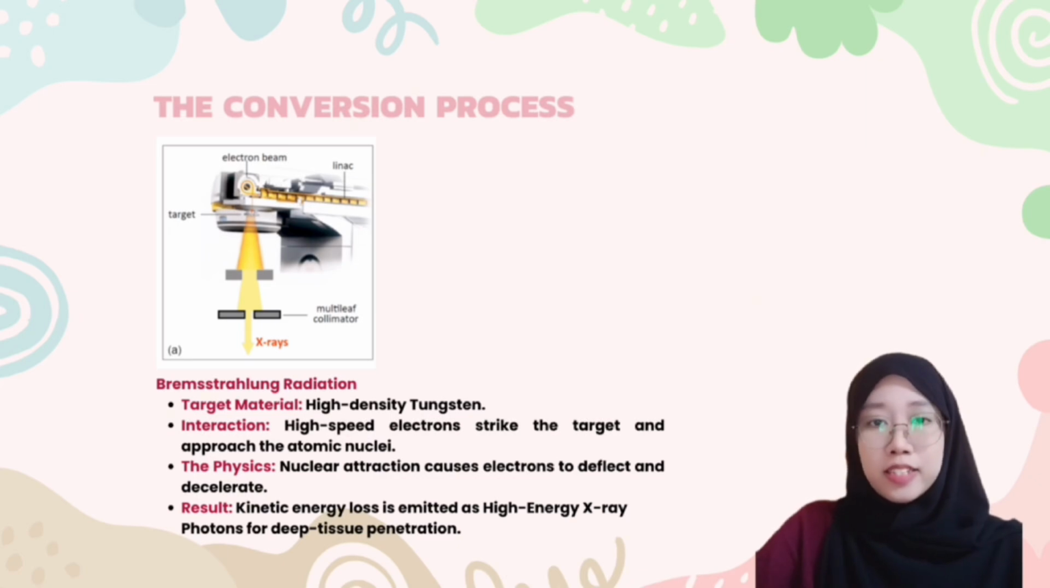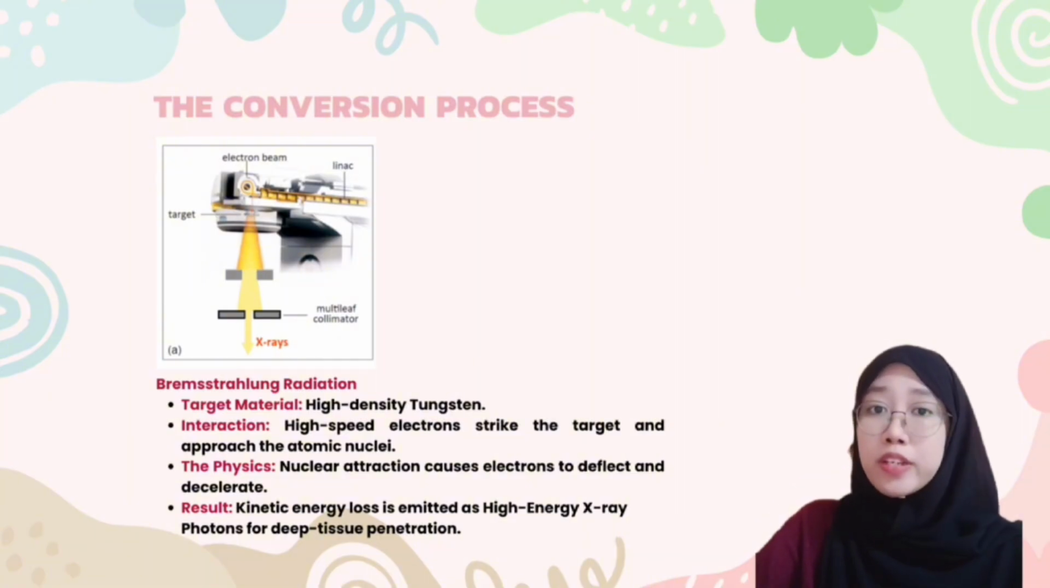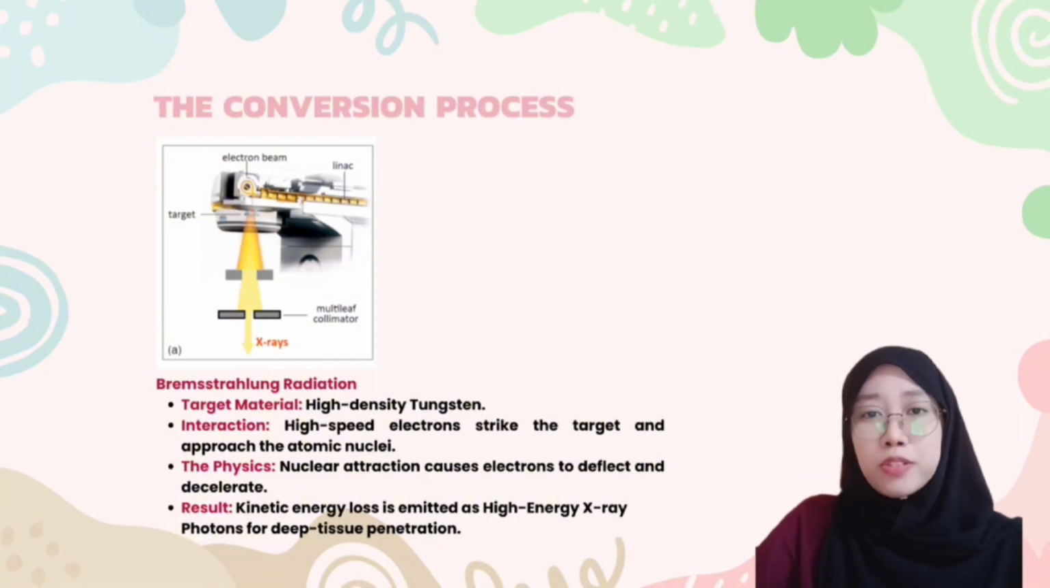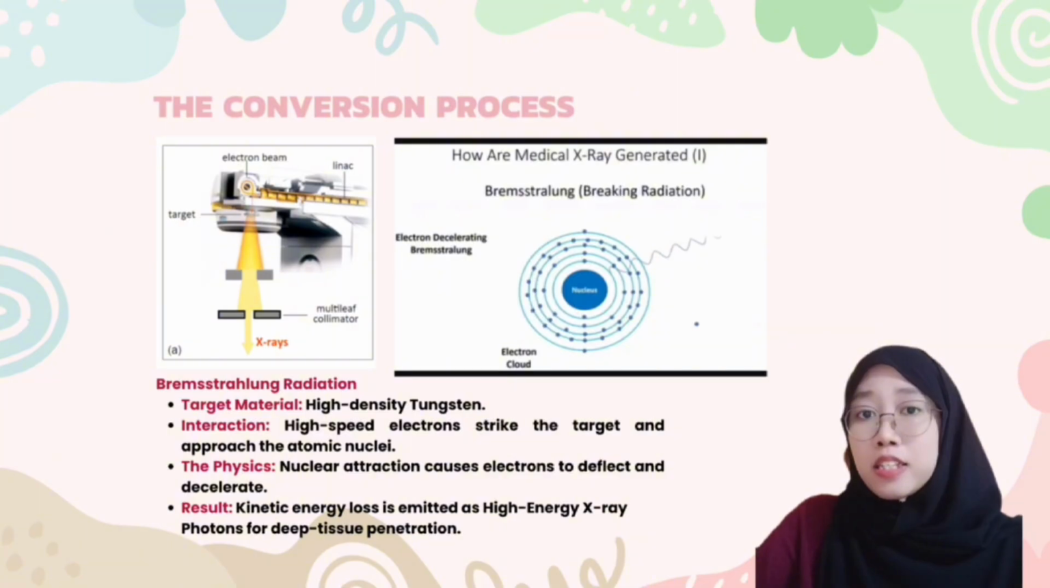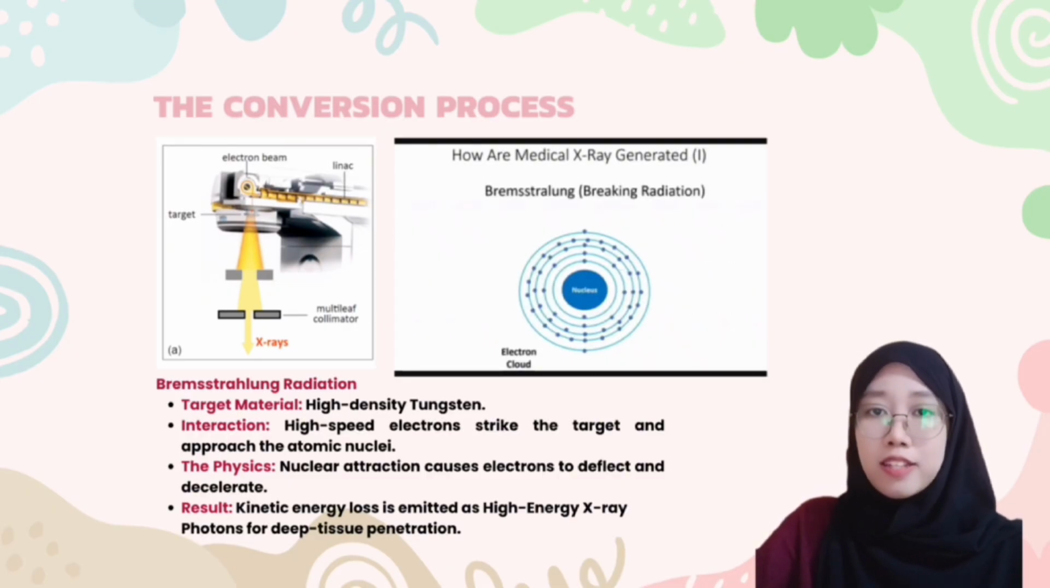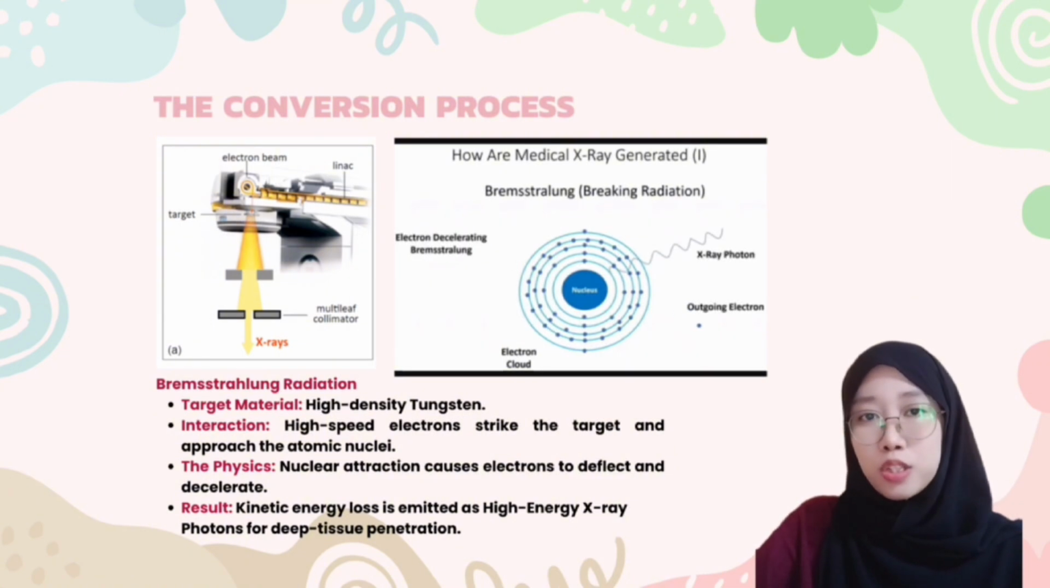Once the electrons exit the waveguide at nearly the speed of light, the process enters the conversion phase to generate the X-ray photons required for treatment. The electron beam strikes a tungsten target. This interaction relies on the principle of Bremsstrahlung radiation. As seen in the diagram, when the negatively charged electrons approach the positively charged nucleus of a tungsten atom, the resulting attraction causes them to deflect and slow down. This sudden loss of kinetic energy is released as a high-energy X-ray photon capable of deep tissue penetration.